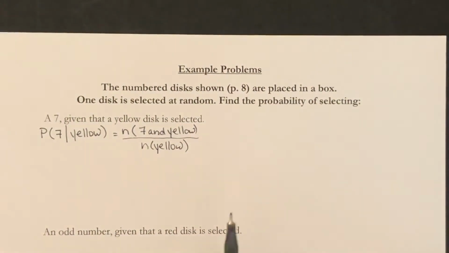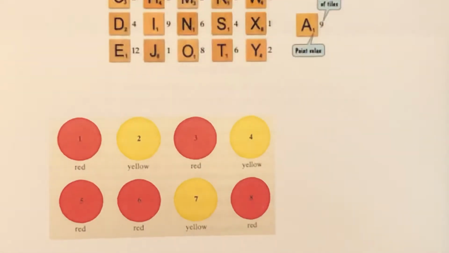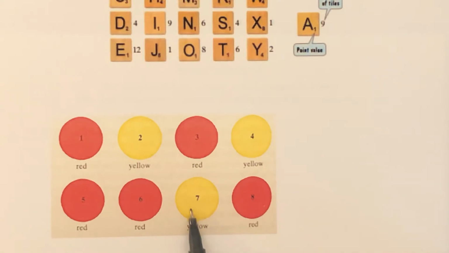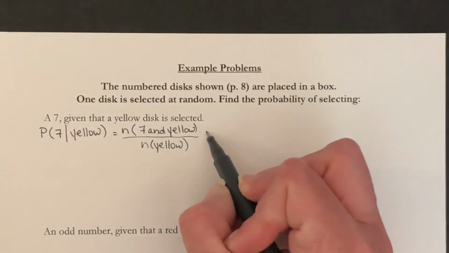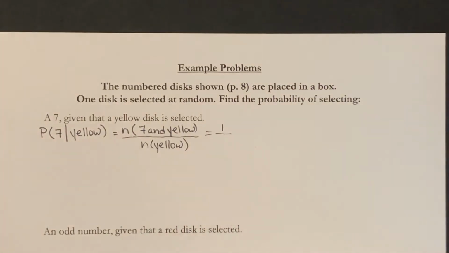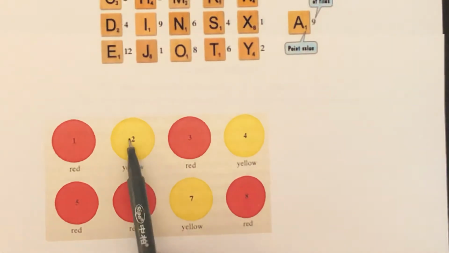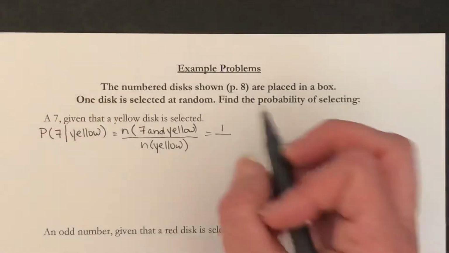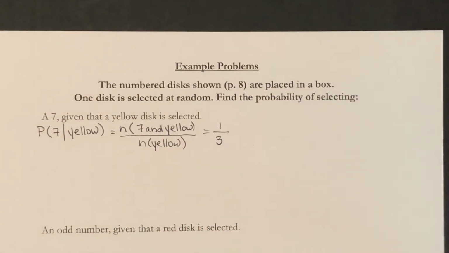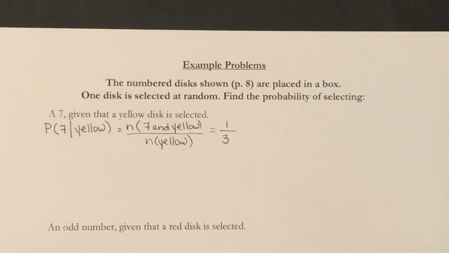If we're looking at 7 and yellow, the only way that happens is right here. So there is one way for that to happen. The number of ways we could draw yellow is 3. So the probability of a 7 given yellow is 1/3.